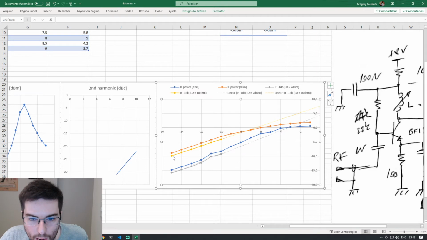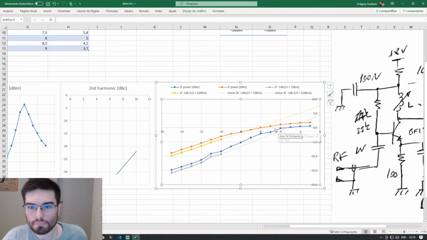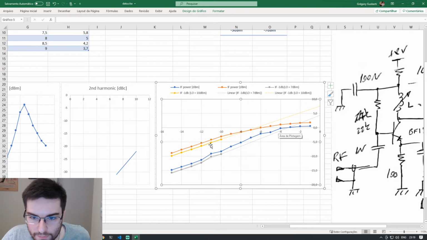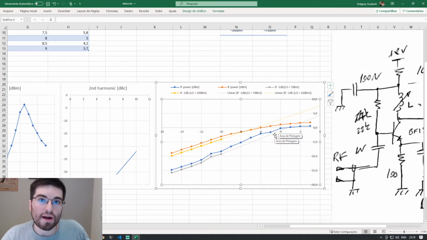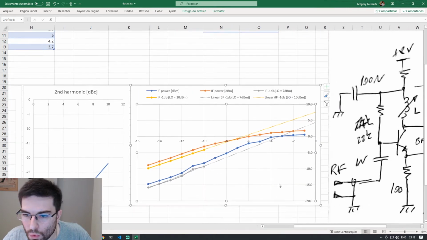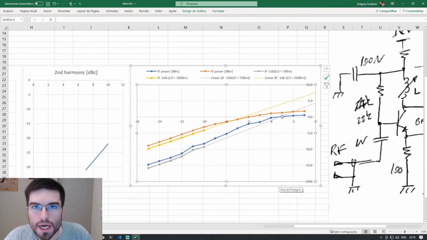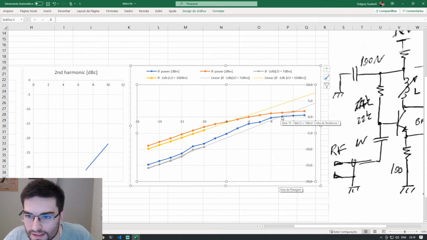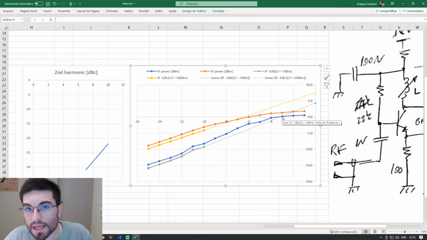And now we can extrapolate this curve using a linear extrapolation. So when we extrapolate the linear model, we have the theoretical linear model, and we can see exactly where the linear model will intersect the real system. And we can see here in the blue curve we have an LO power of 7 dBm, and we are intersecting at -3 dB.